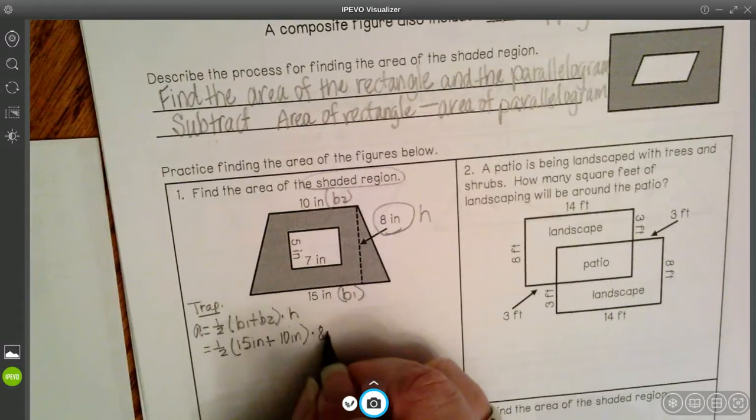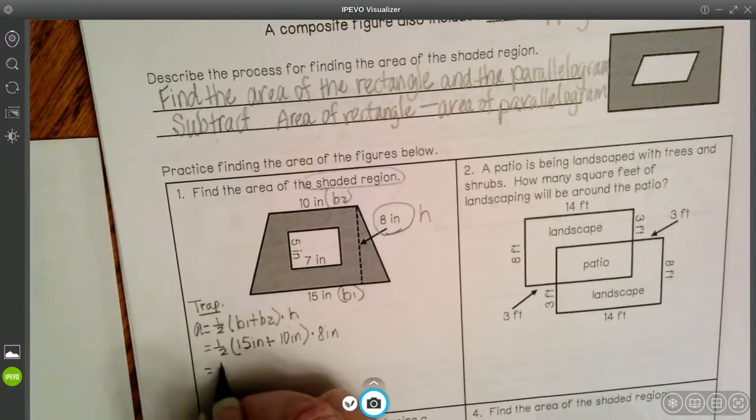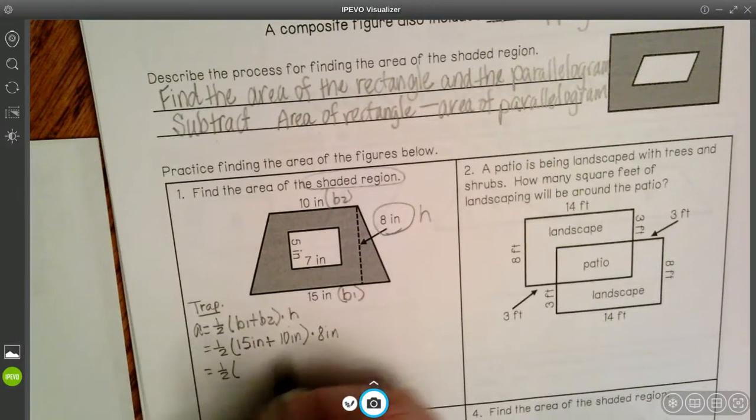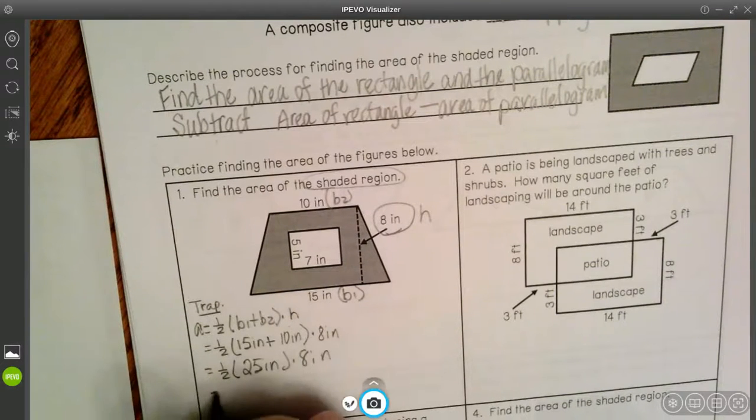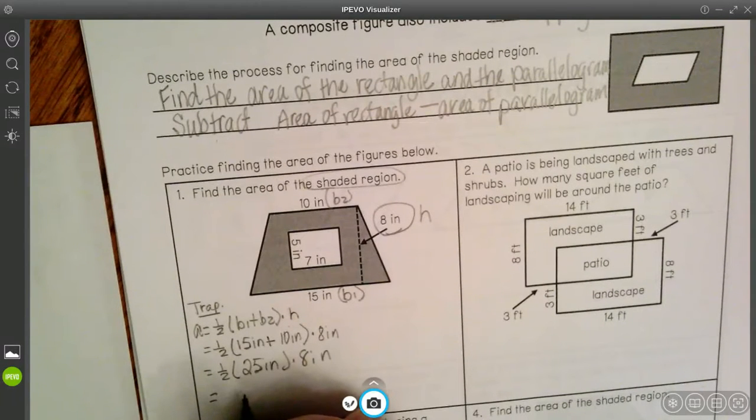Okay, so we've got 1/2 times 15 plus 10 is 25 inches times 8 inches. 1/2 times 25 is 12 and 5/10.